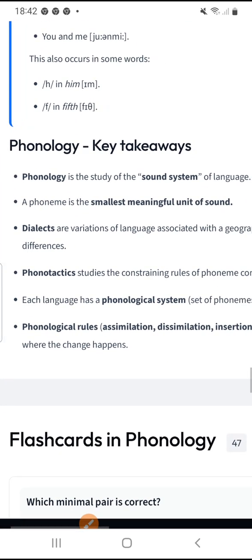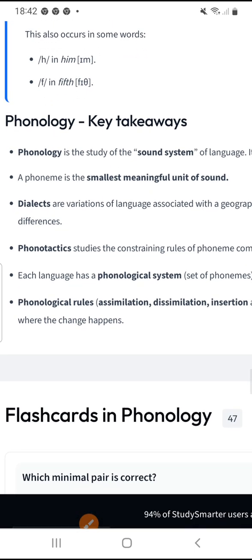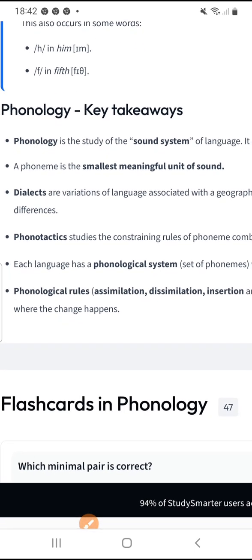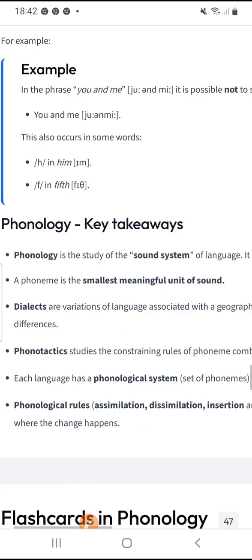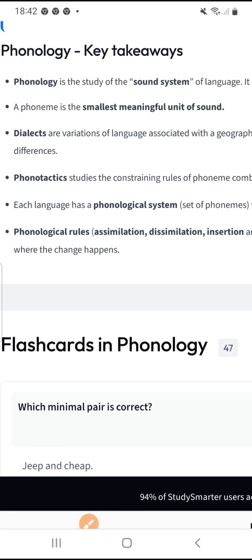This also occurs in some words. "Him." So in "him," H is deleted. Right? And then "fifth." So in "fifth," F is deleted. Right? So that is called deletion. Now, what did we learn?